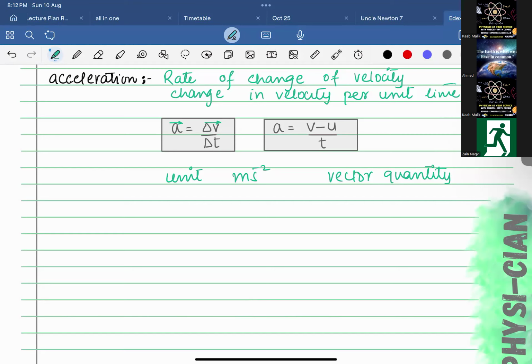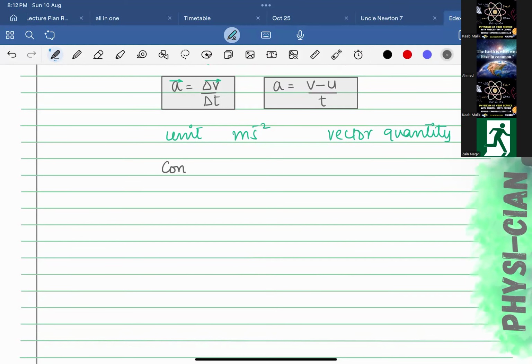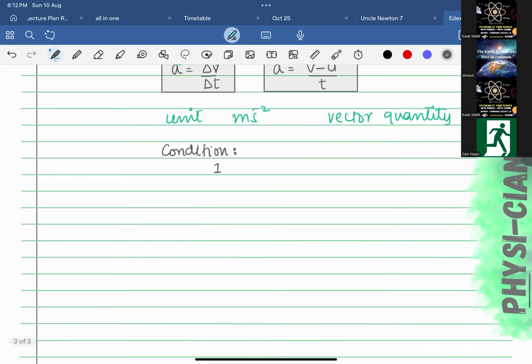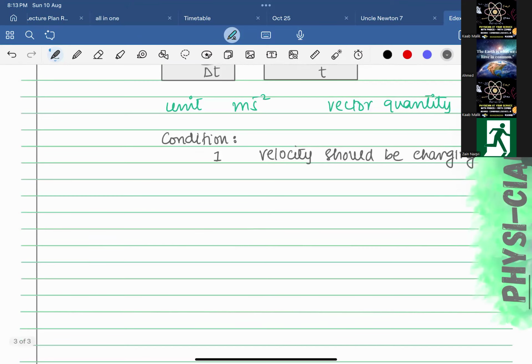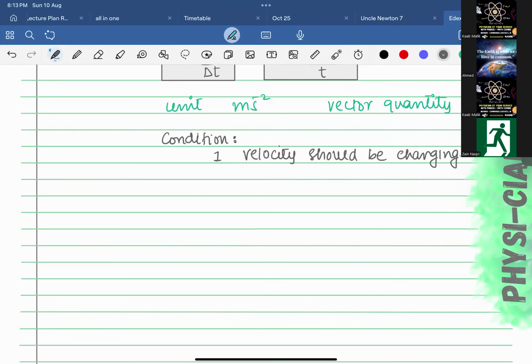Okay, so you guys studied this formula, but you should know that there are two conditions for this formula to be applicable. The first thing is the velocity should be changing at a constant rate. Velocity should be changing, it should not be constant. Because the change in velocity actually results in the acceleration. If you are not changing the velocity, it means no acceleration.